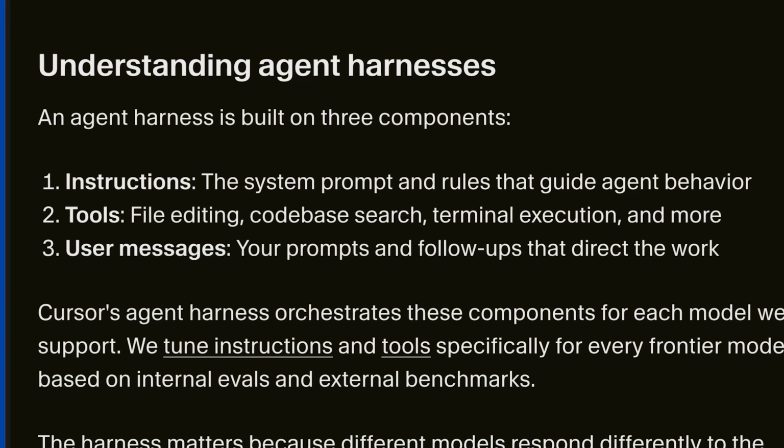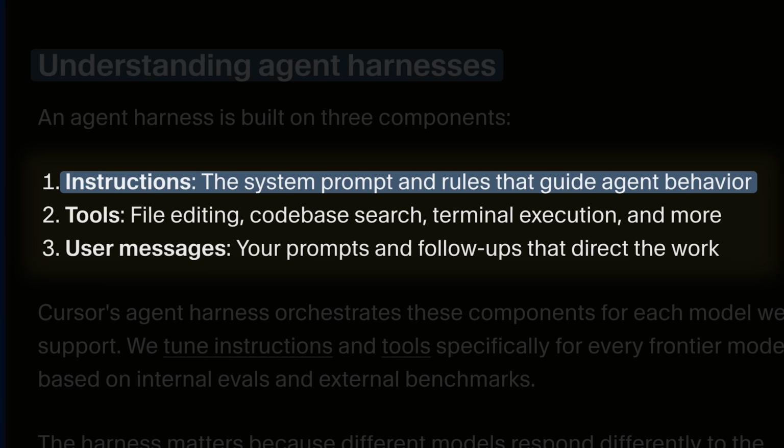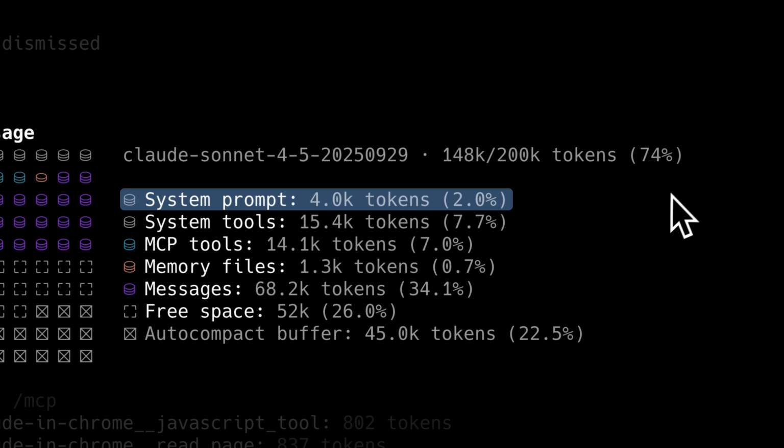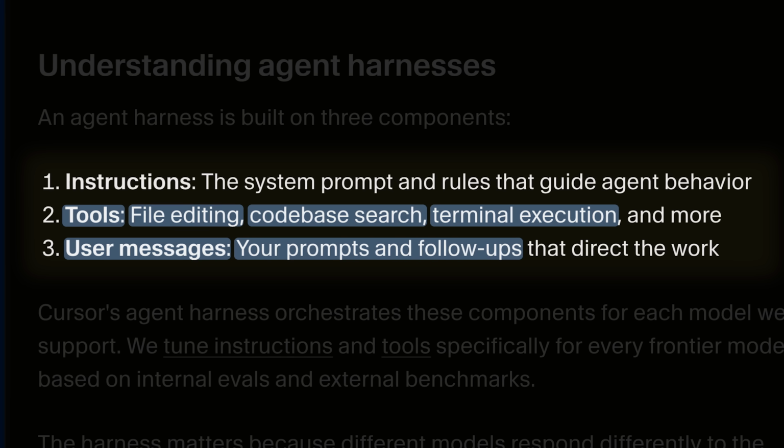Before we go into the methods, let us understand what a harness is actually built upon. There are three main components. The first is the instructions, which include the system prompts and rules that guide agentic behavior. These are specialized instructions that are built into the tool itself. The second component is the tools attached to the agent, which help it perform better. These include file editing, code-based search, and terminal execution, giving the agent the ability to carry out tasks effectively. Lastly, there is how you, as a user, interact with it, how you prompt it, and how you follow up with the responses.